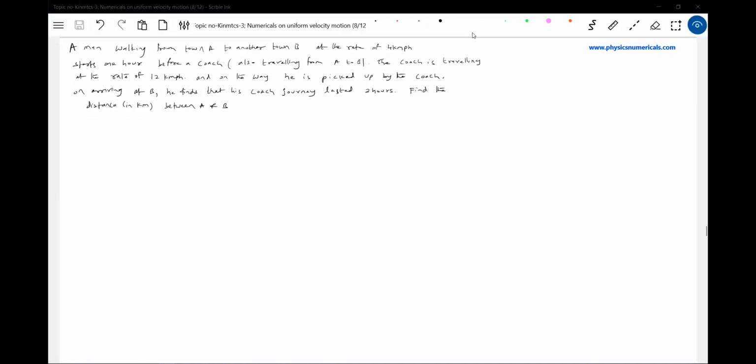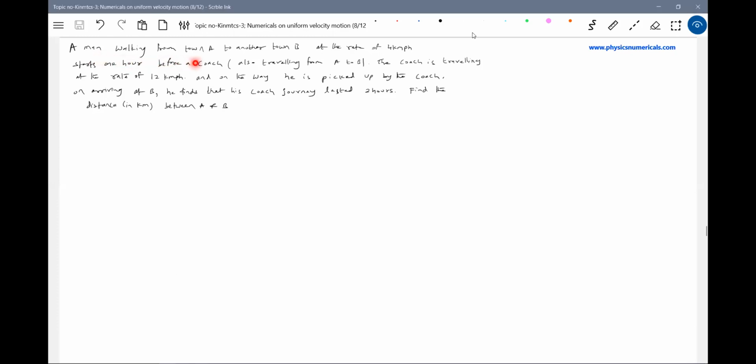Okay, let me read this question. A man walking from town A to another town B at the rate of 4 km per hour starts 1 hour before a coach. Coach means like some bus or any vehicle, it can be a tramway. Also traveling from A to B. The coach is traveling at a rate of 12 km per hour. And on the way, he is picked up by the coach. On arriving at B, he finds that his coach journey lasted 2 hours. Find the distance between A and B.